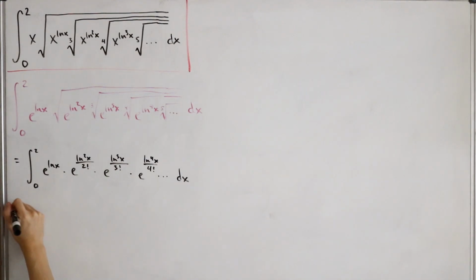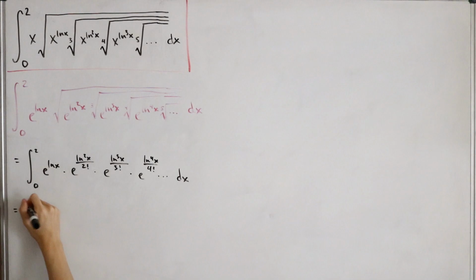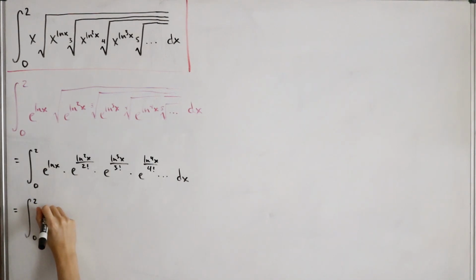So putting that together, we can now put everything under a single base. It's going to be 0 to 2, and then e to the power ln of x.